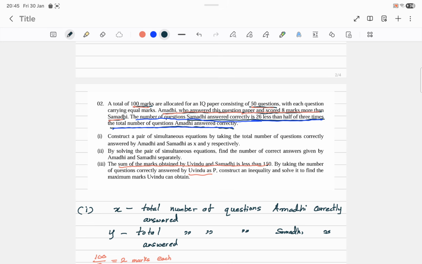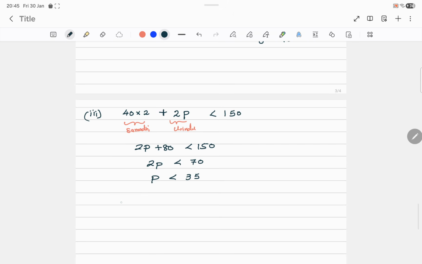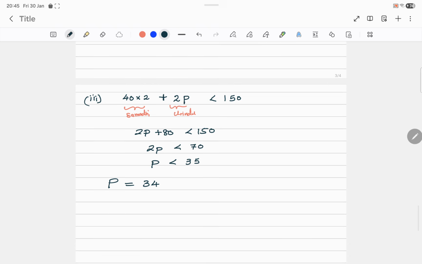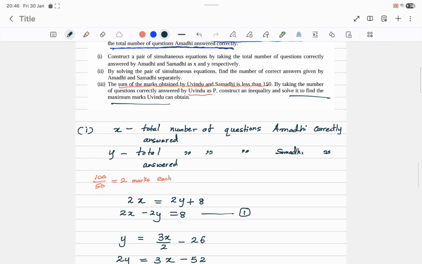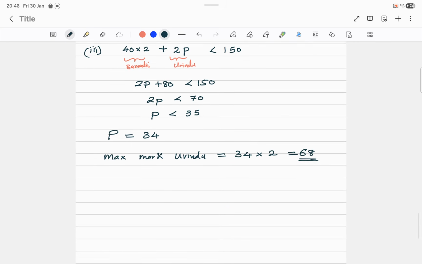Find the maximum marks Uvindu can obtain. So what is the maximum P value Uvindu can take? P is less than 35, no? So 34. So max mark for Uvindu is 34 into 2, 68 marks. He can answer 34 questions max. Correct. So then max mark is 68. 34 into 2, yes, 68 marks is the answer.